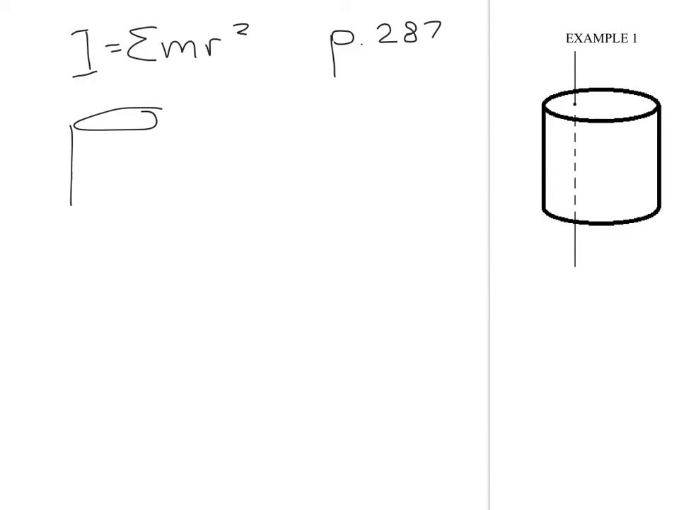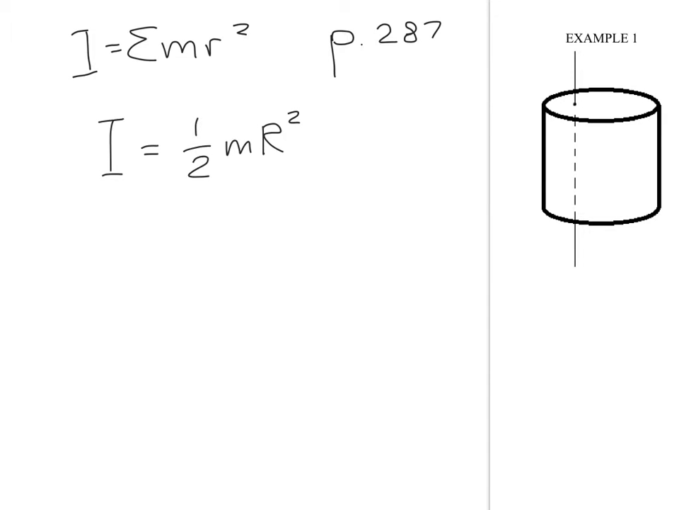So for example, there's a solid cylinder right over there. Okay, that didn't erase very well, did it? Over here there's a solid cylinder. The moment of inertia for a solid cylinder, it says on the table on page 287, is 1/2 mr squared. That is not something that I'm going to expect you to memorize or be able to derive. It's just what it is.